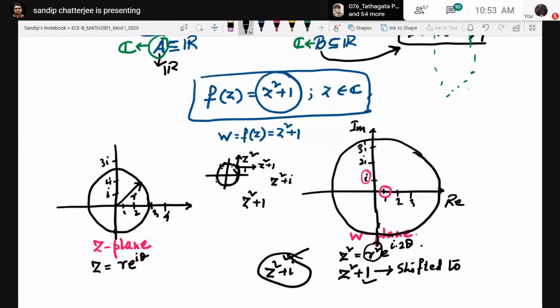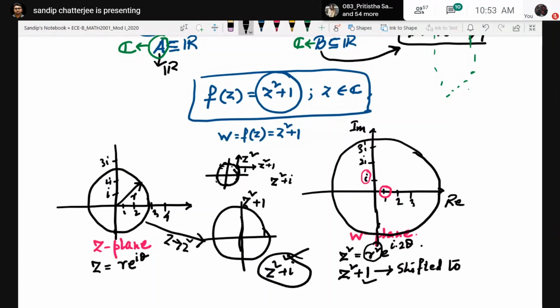Clear to everybody? Actually, you can think of it as a composition of two individual mappings. There is an intermediate step. From z, you are moving to z square plus 1. From z, you first move to z square. This takes z to z square, and this takes z square to z square plus 1.